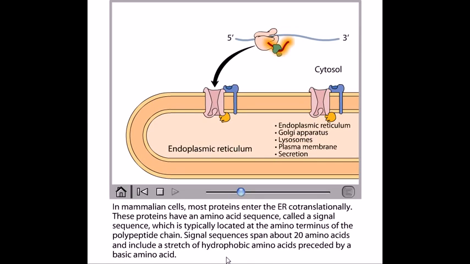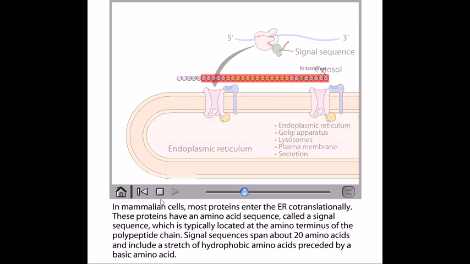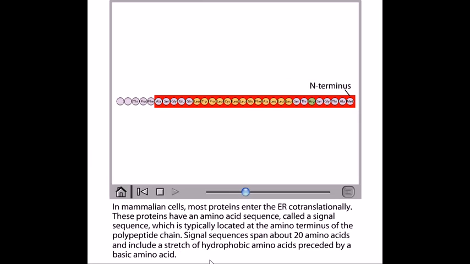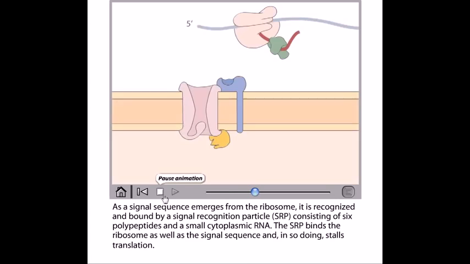Now, in mammalian cells, most proteins enter the ER co-translationally. That means along with the translation process, these proteins have an amino acid sequence called the signal sequence, which is typically located at the amino terminal of the polypeptide chain. The signal sequence spans about 20 amino acids, as you can see.